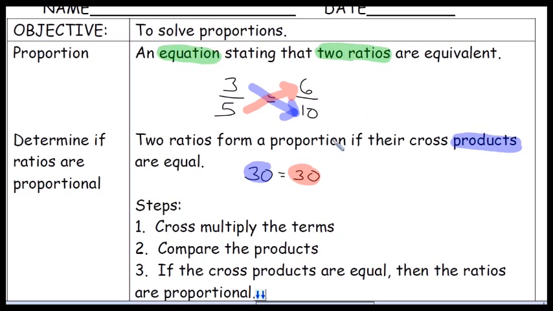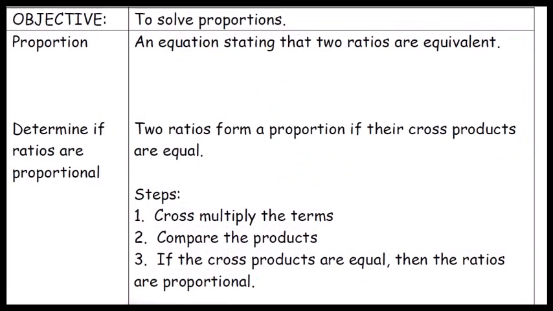Now, to do what I just did, we're going to do these 3 steps. We're going to cross multiply the terms, and we're going to compare the products like I did just now. And if the cross products are equal, like this one, then we know that the ratios are proportional. So we know this is a proportion. But if they're not equal, let's say this was 20 or 25 or even 29, if it's not exactly the same number, then they are not proportional. Okay, so make sure you remember that.